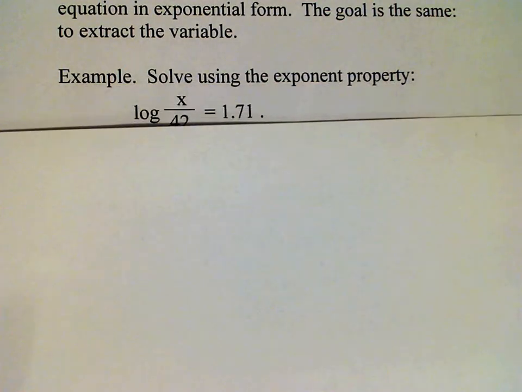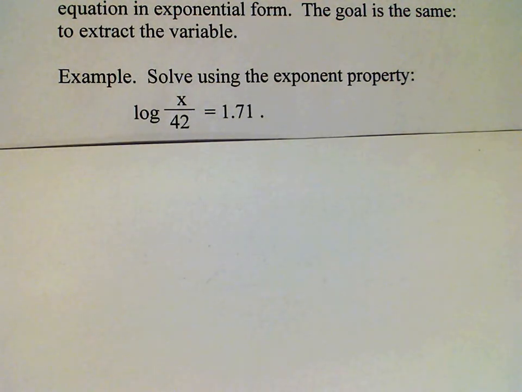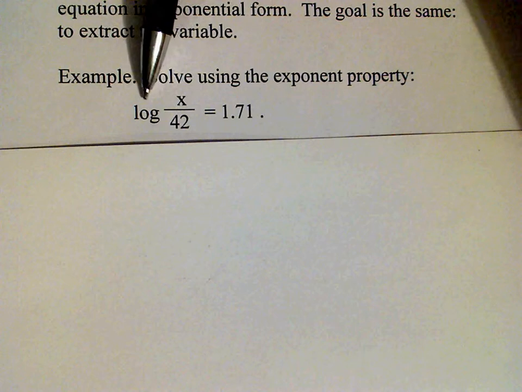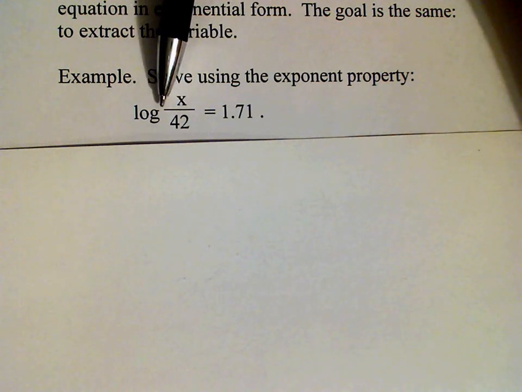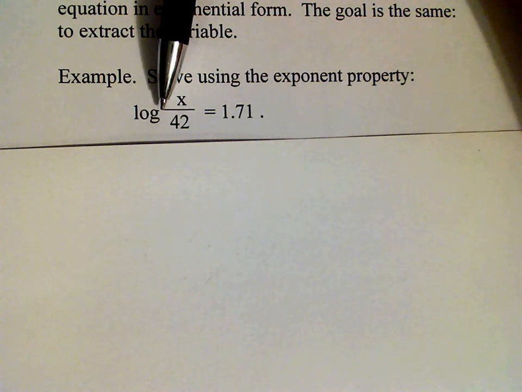Okay, so here we have log of x over 42 equals 1.71. So the first thing we're going to want to do is to rewrite this equation in exponential form. So we need to know, first of all, what is the base of these logarithms, right? Log without a subscript means the base is 10. The base 10 is understood. Okay, so 10 is the base.